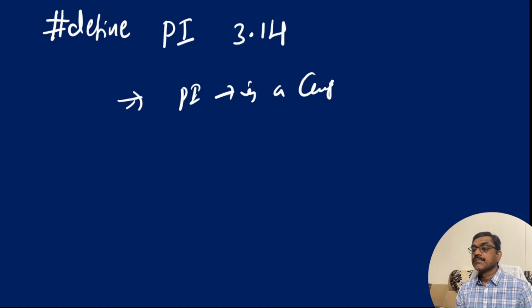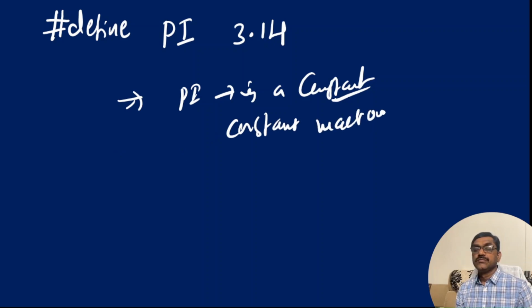Now we will see another way of defining a constant. We use #define, and the variable I'm taking is like this: #define PI 3.14. So in this case also we can say that PI is a constant, or we can say a constant macro. So these are the various types of constants we can use in a C program.